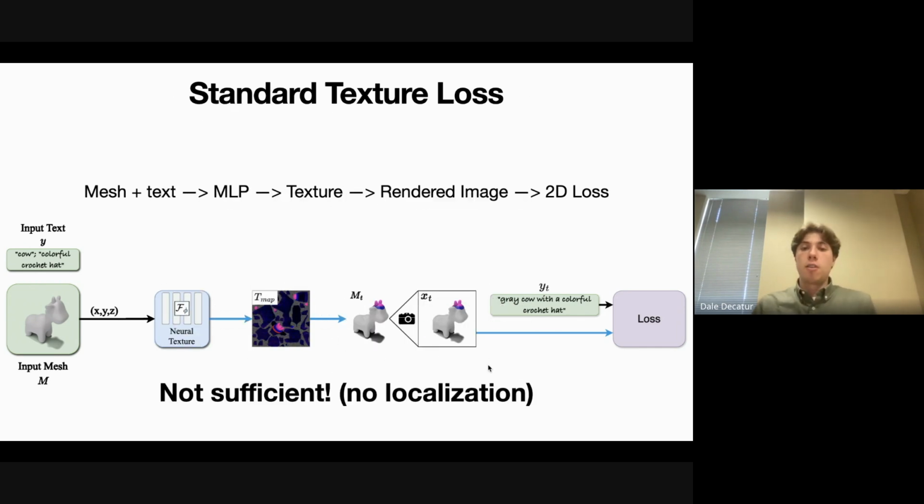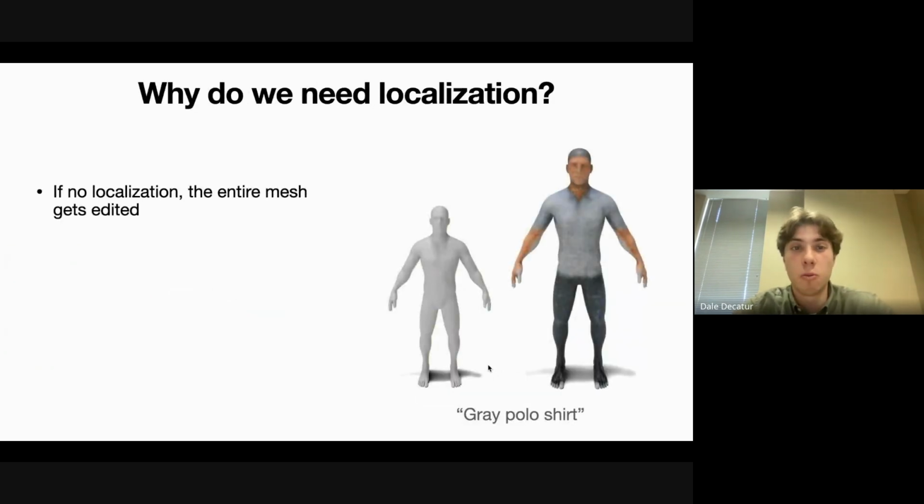However, for our local edits, this is actually not perfectly sufficient. The reason is that we don't have any localization here, no enforcement on the localization. So why do we need localization? Well, if we don't have localization, then you get this result that you see on the right. Here we're optimizing for a gray polo shirt. As you can see, it does give you the gray polo shirt, but it gives you a lot of other things too. It has this skin tone across the rest of the body. It has some hair, some jeans, maybe some socks. Not really sure what that is, but the idea is that in addition to this gray polo shirt, it's also editing the entire rest of the mesh, which is not what we want because we might lose the identity of whatever the mesh texture was before.